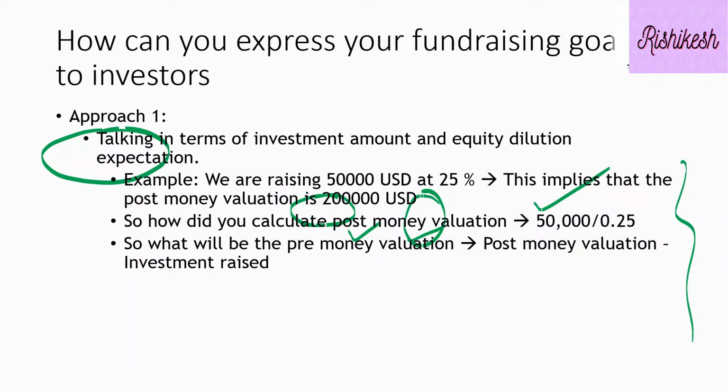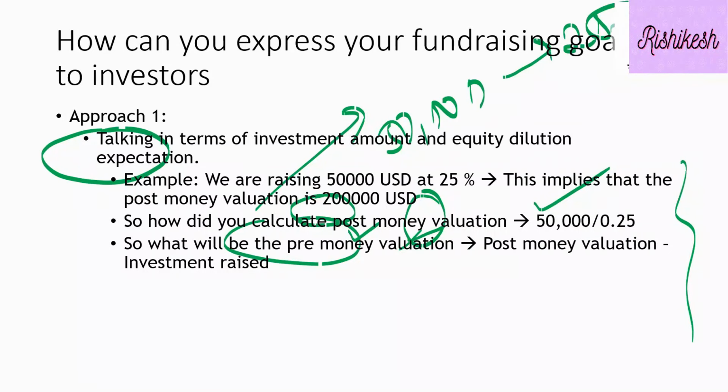So if you're telling the investor that you want 50,000 US dollars at 25% equity, this means that the post money valuation for you becomes 2 lakh US dollars. How 2 lakh US dollars? So 50,000 makes 25%. So 100% will be this 50,000 into 4. That becomes 2 lakh US dollars. So if you're telling the investor that you want 50,000 US dollars at 20% equity, this means that you're telling them that for me the post money valuation is going to be 2 lakh US dollars.